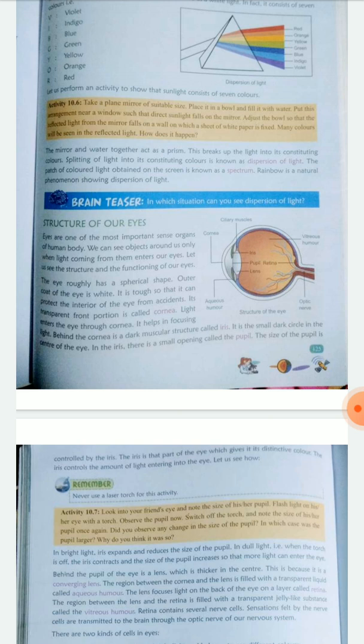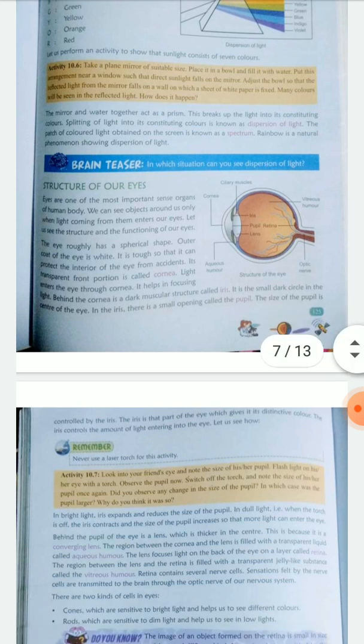Behind the cornea there is a dark muscular structure called the iris. It is a small dark circle in the center of an eye. In the iris there is a small opening called the pupil, and the size of the pupil is controlled by the iris. So sometimes it is a little big, sometimes it is very small like a dot. The iris is the part of the eye which gives us its distinctive color, and the iris controls the amount of light entering the eye.